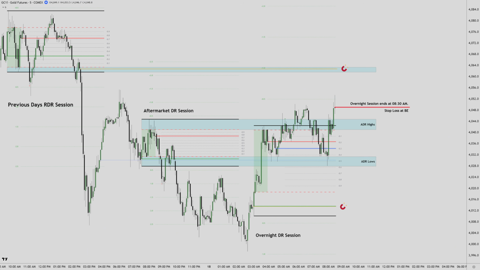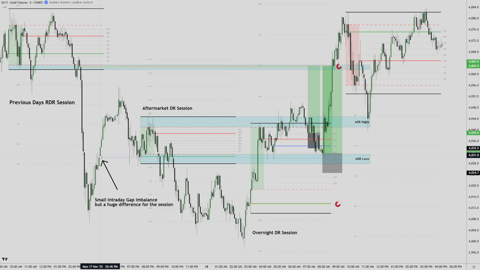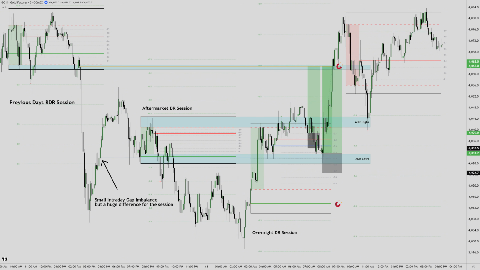As price pushes higher and the session approaches its close at 8:30 a.m., you typically move your stop loss to break even to protect yourself. Either you get stopped out or the target gets hit. In this case, price moves straight into the open magnetic volume imbalance, fills it, and extends beyond the 1 standard deviation level. This session is a perfect example of what a high probability DR basic setup looks like with only a few additional tools on your chart.